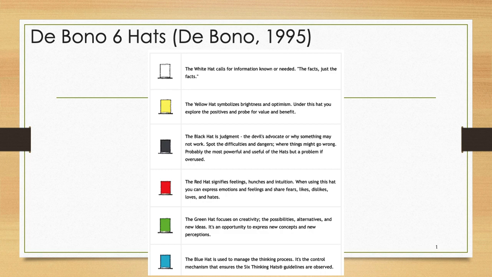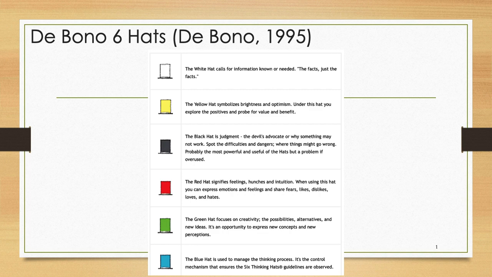You become able to spot the difficulties and dangers where things might go wrong. Probably the most powerful and useful of the hats, but a problem if overused. So you can use this hat to see potential areas where you might have problems with a new idea. But if you use it too much, it might also prevent your innovative thinking. Okay, so this is a good hat, but overuse of it might stop new attempts.